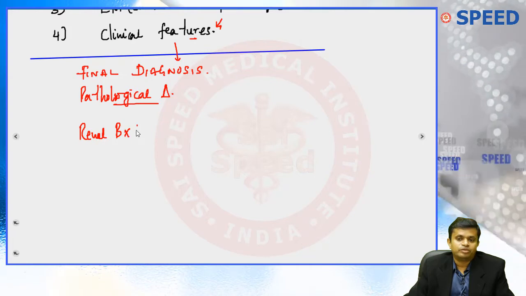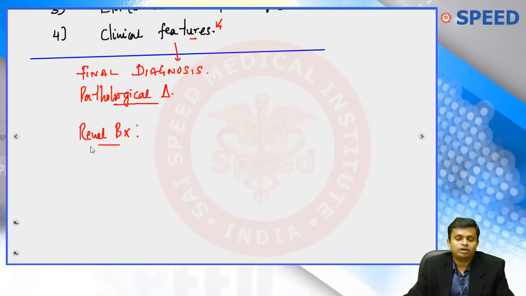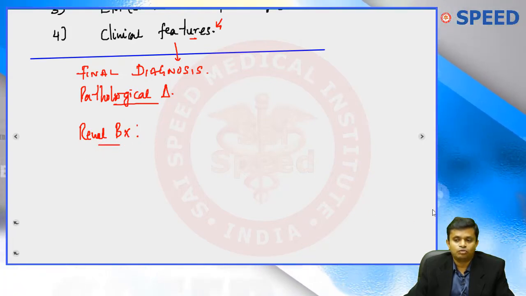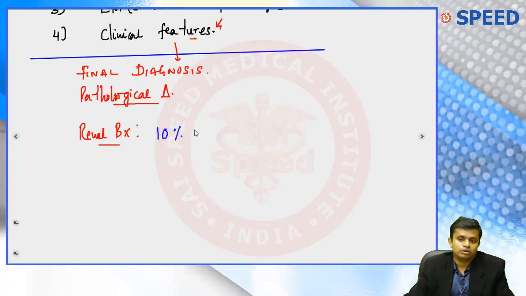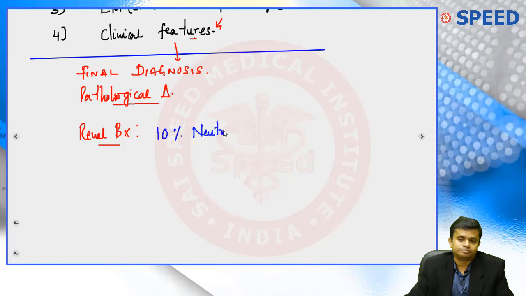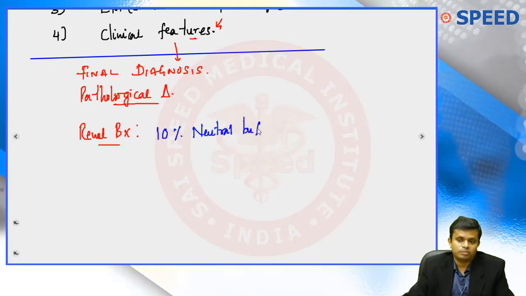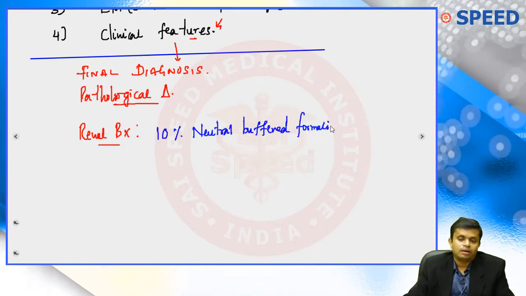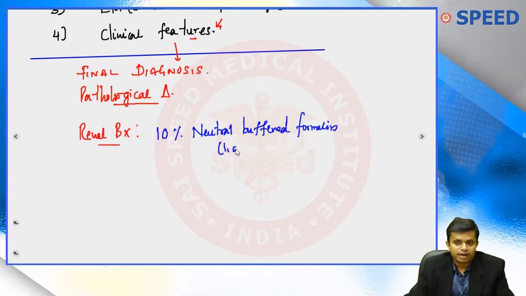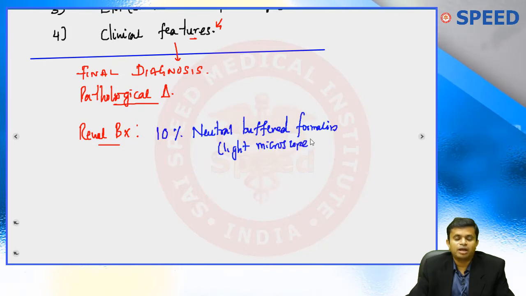The renal biopsy is usually put in a small fixative. I am sure you all know, we have already done in the first session, 10% neutral buffered formalin is a fixative for light microscope. If I am going to send it for light microscope, the routine biopsy, this is the fixative choice.